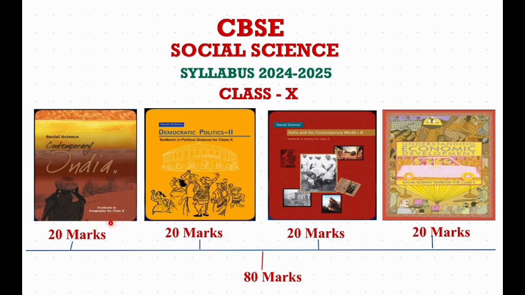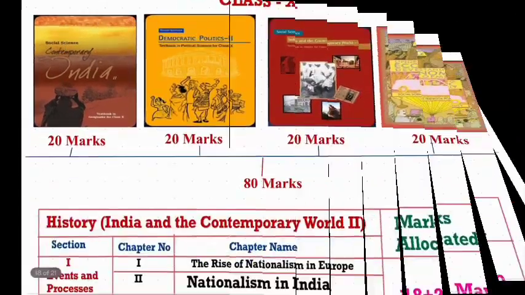Each subject carries 20 marks: geography carries 20 marks, political science carries 20 marks, history carries 20 marks, and economics carries 20 marks. So the total is 80 marks. We have the board exam for a total of 80 marks.